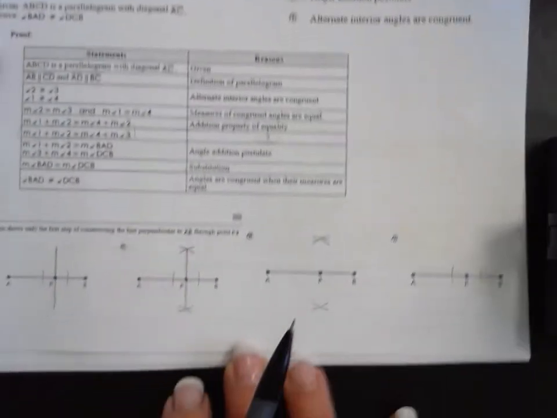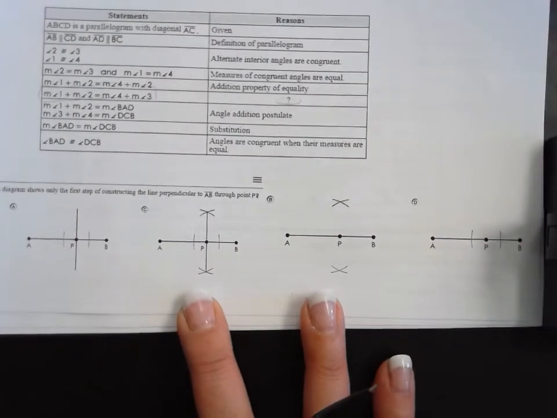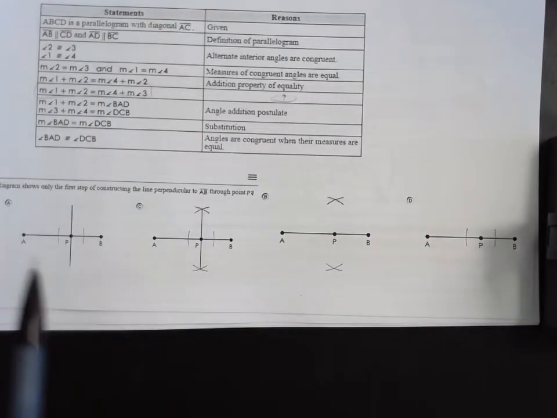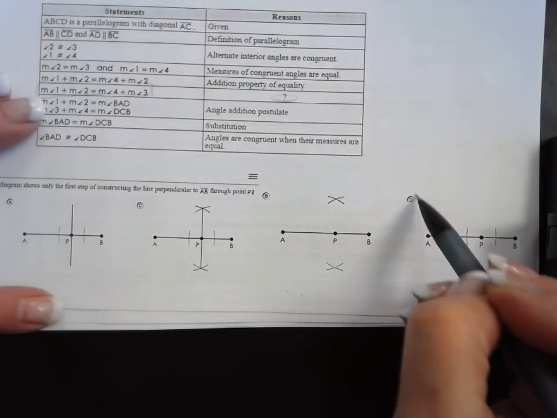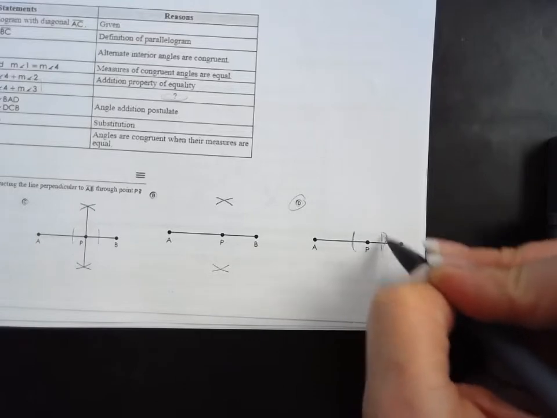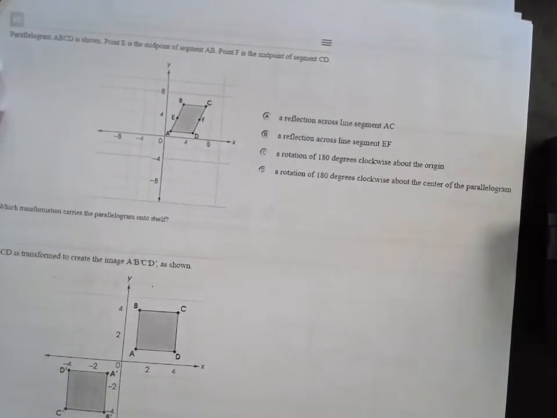All right, number 9. The diagram shows only the first step of constructing a line perpendicular to AB through point P. Which one? Is it A, B, C, or D? It is D because you got to set equal sides to put your compass at. Perfect. All right, last one.